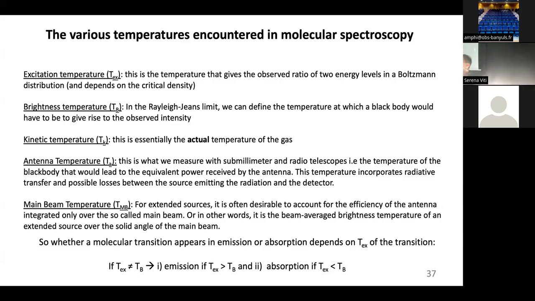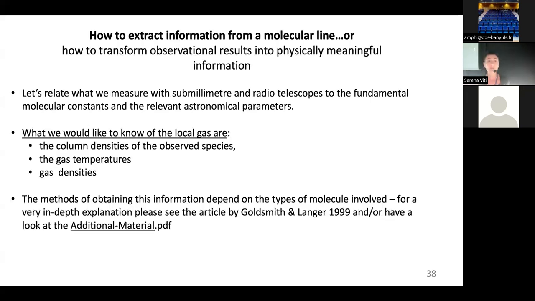I've given you a lot of information in an additional PDF that I just uploaded this morning on the Slack channel. That's just additional material, which is essentially practical formulas to go from an observation to a physical quantity. So that's more the practical part, which could be important for those of you doing my hands-on project. Okay, so lots of jargon, but ultimately what we want to know, as I mentioned already, is the column density of a species, the gas temperature, gas densities, and so on.